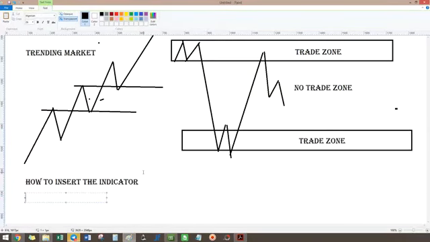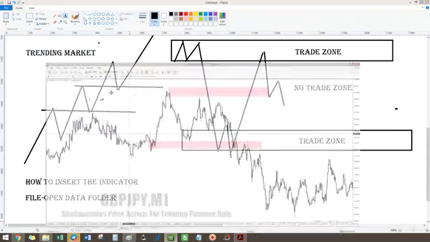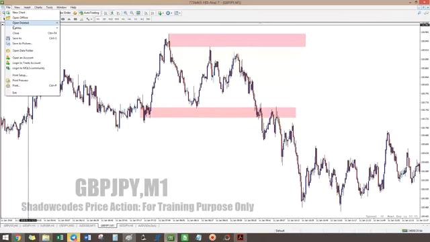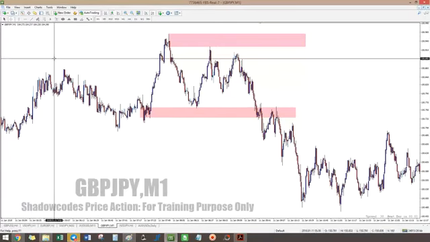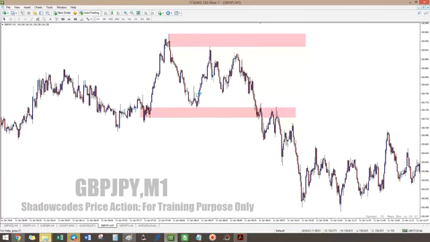First, go to File, and then open Data folder. File, open Data folder. Wait a moment, it's loading.